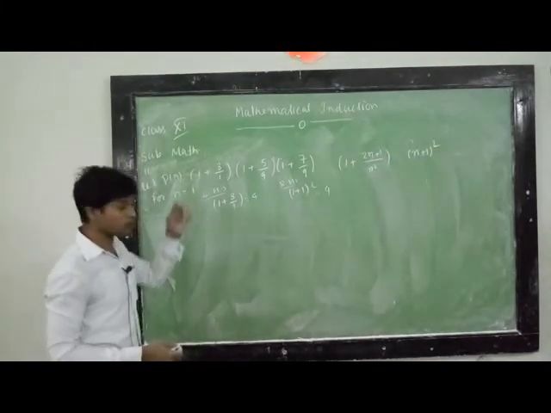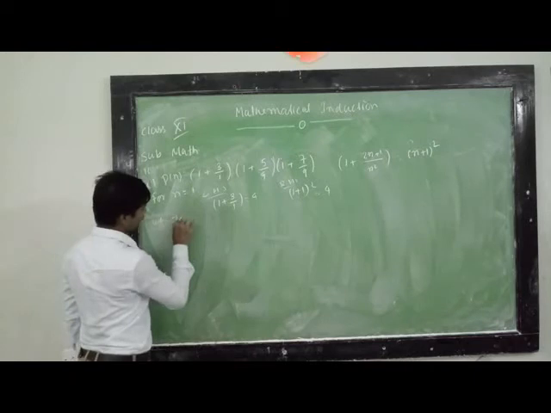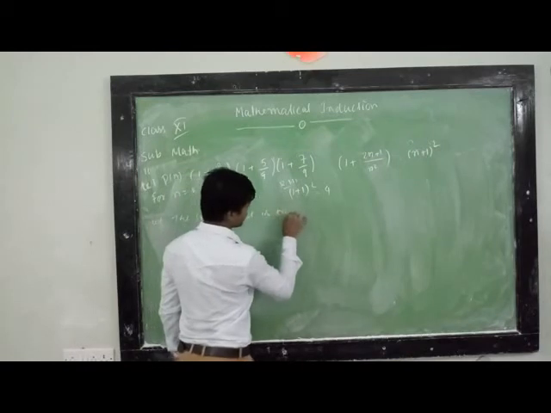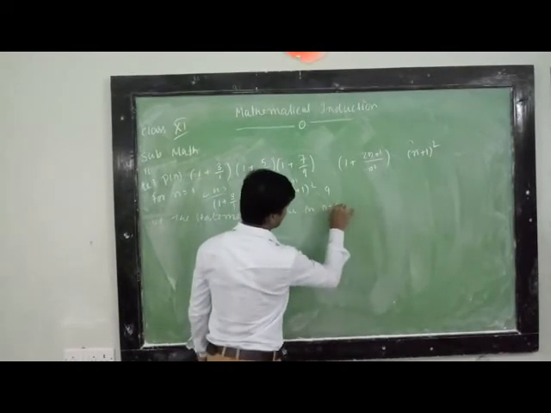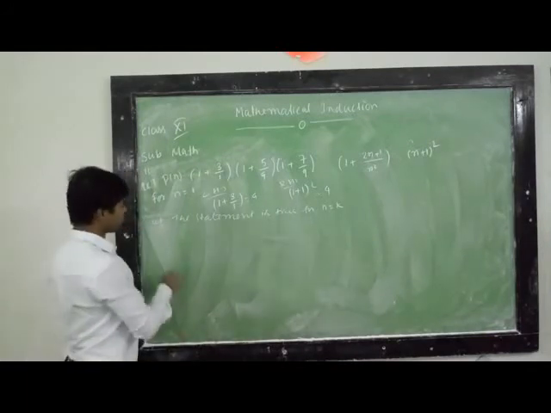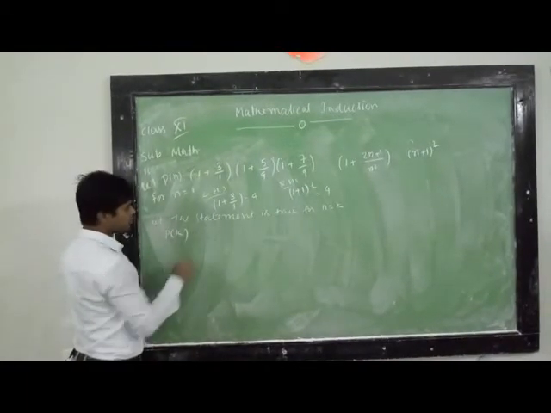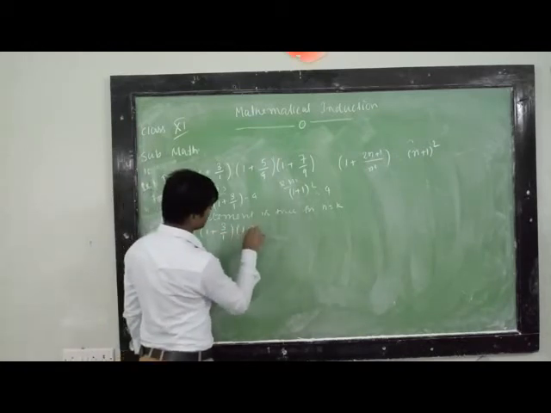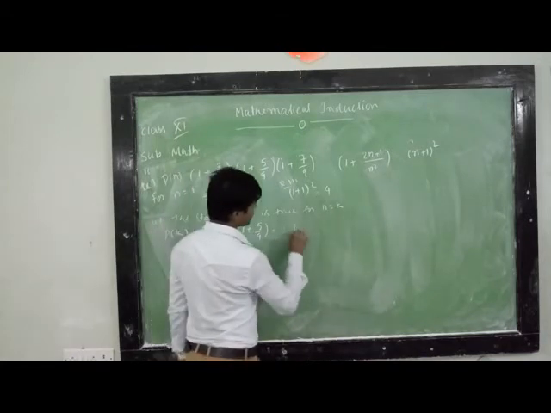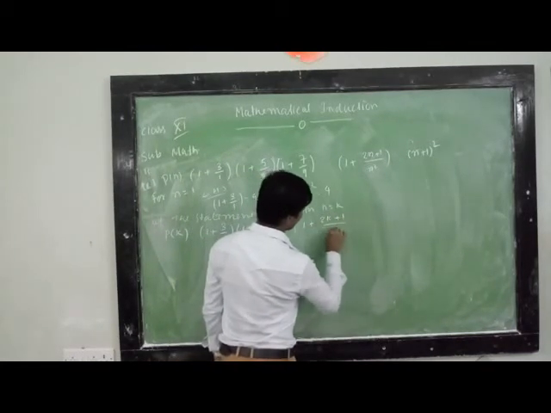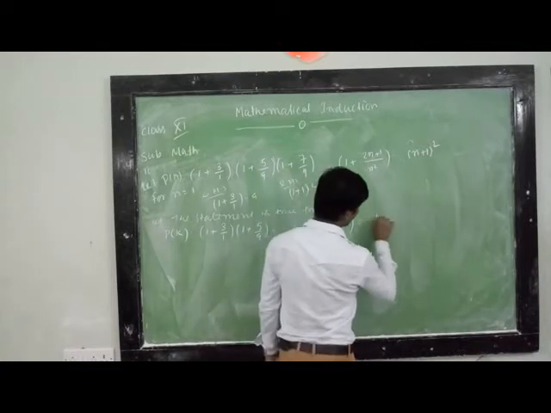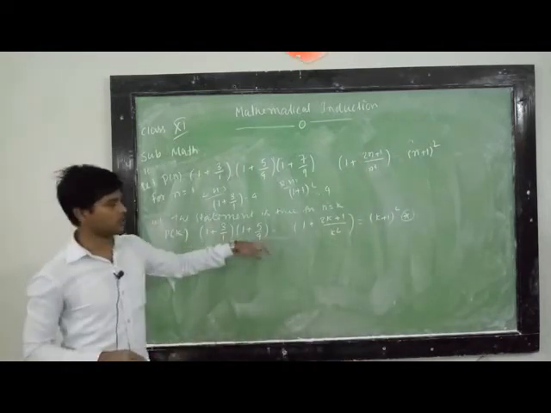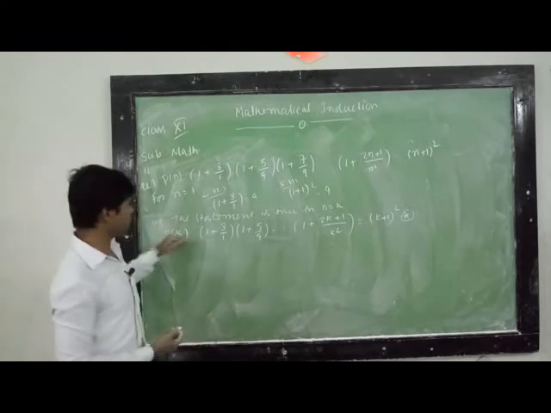Next step, we'll consider the statement is true for n equal to k, where k is any arbitrary natural number. So as the statement is true for n equal to k, then P(k), the product of the first k terms of the expression, (1 + (2k+1)/k²), will be equal to (k+1)². This is a very important line. We will have to use this condition later.